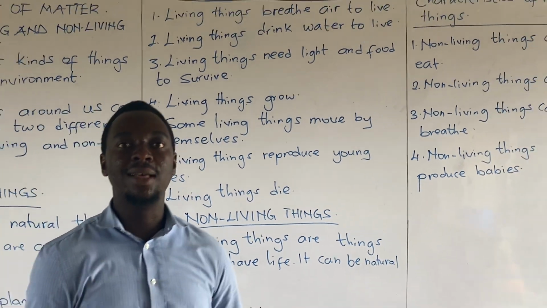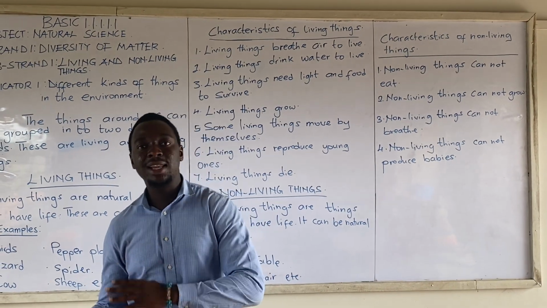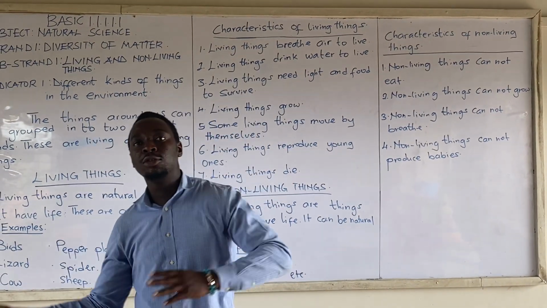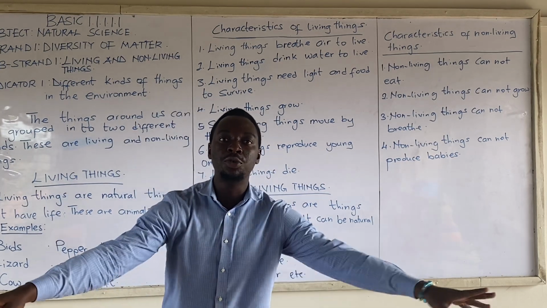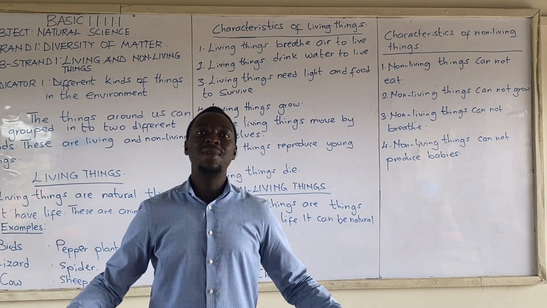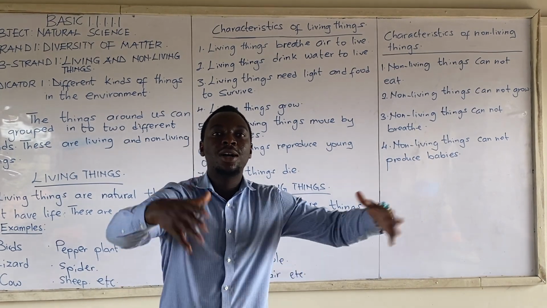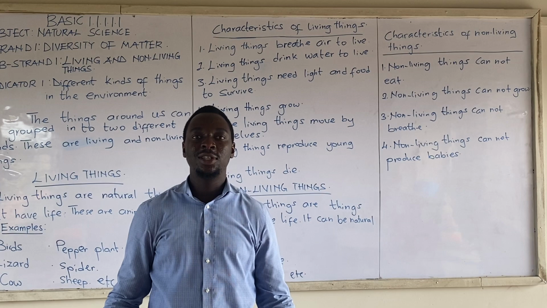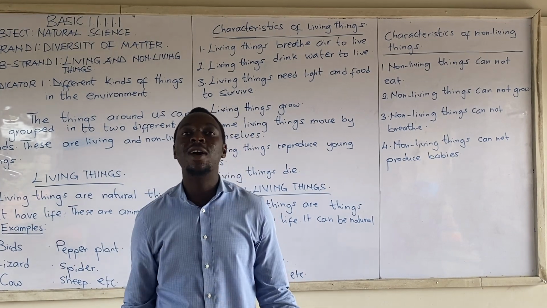5. Some living things move by themselves. Plants cannot move by themselves. Plants are at one place, but they can move when the air blows. Animals also move by themselves. As I'm here after teaching, I can walk to any place that I want. You can also run or walk. You move by yourself.